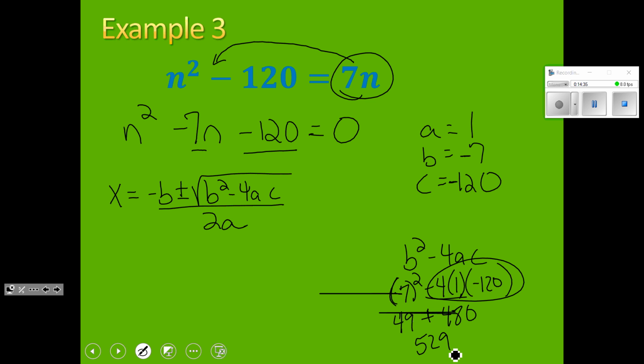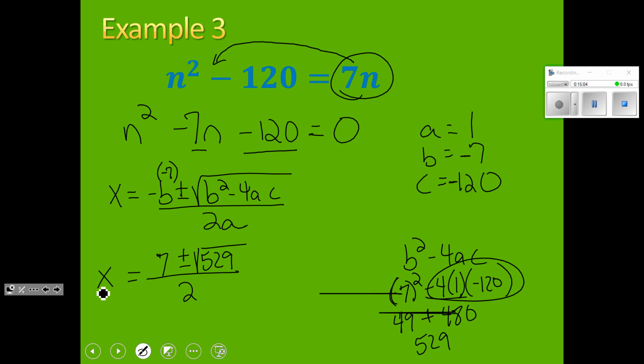So let's plug into our formula. The opposite of b. Now, when I plug in negative 7, the opposite of negative 7, that's a double negative right there. That's going to be positive 7 plus or minus the square root of 529, all divided by 2 times 1, or 2. And that's what your x is going to be equal to. The question is, do you leave it right there or can you keep going?